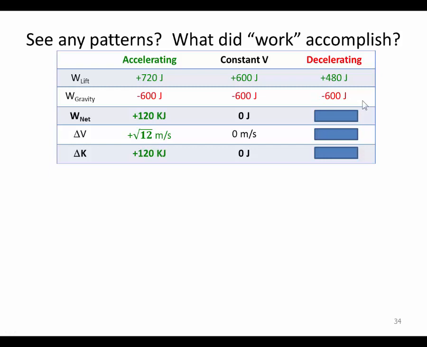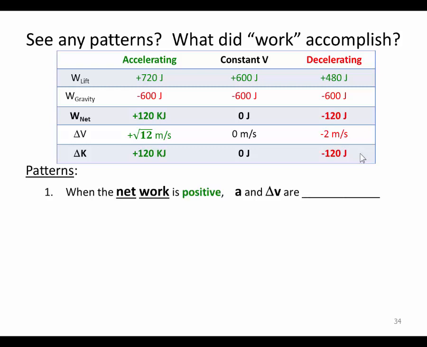And of course, now, because our lifting work is less than our gravity, we have a negative result for our net work. And if we have a negative result for the net work, it turns out our change in velocity is negative as well. And of course, if we have a drop in our velocity, that means our kinetic energy must drop as well. So our change in kinetic energy is negative. And once again, our change in kinetic energy matches our net work, because this is the work-kinetic energy theorem at play.